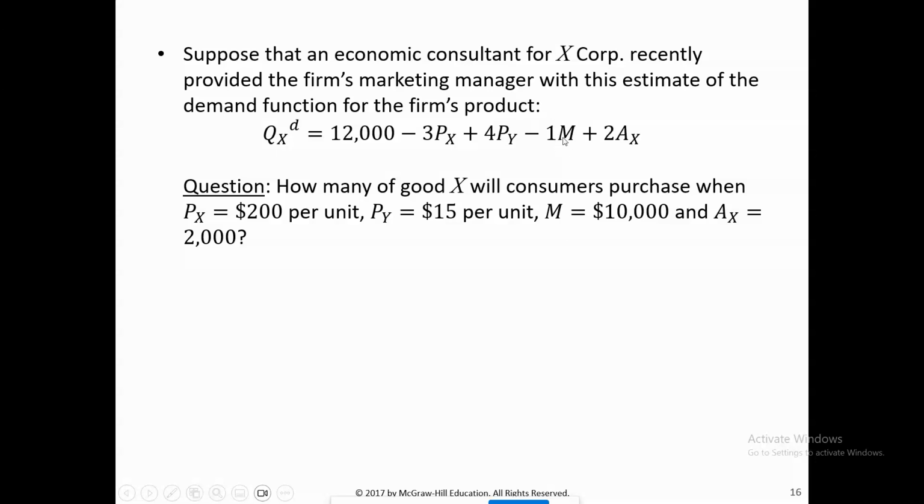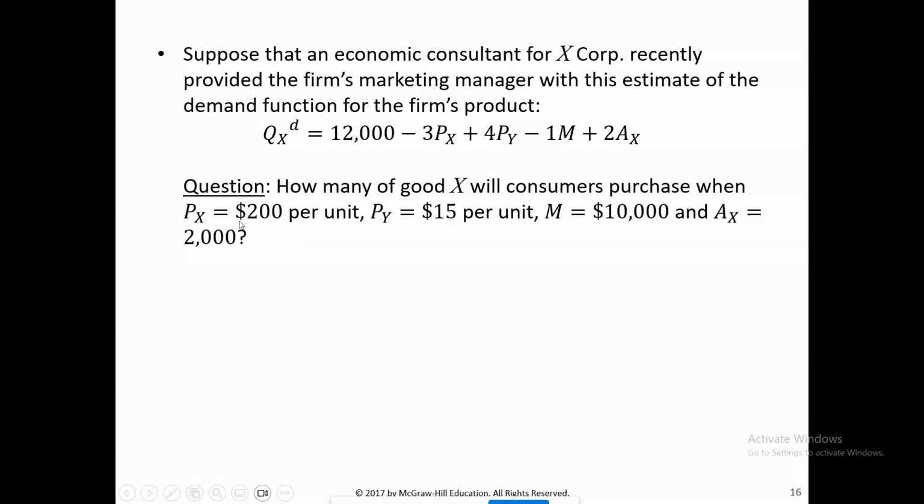minus income. So as income increases, quantity demanded for X decreases, plus 2AX. AX can be something like a commercial's advertisement. The question asks you how many of good X will consumers purchase whenever price is 200. Price of X is 200, price of Y is 15, income is 10,000, and advertisements are 2,000.